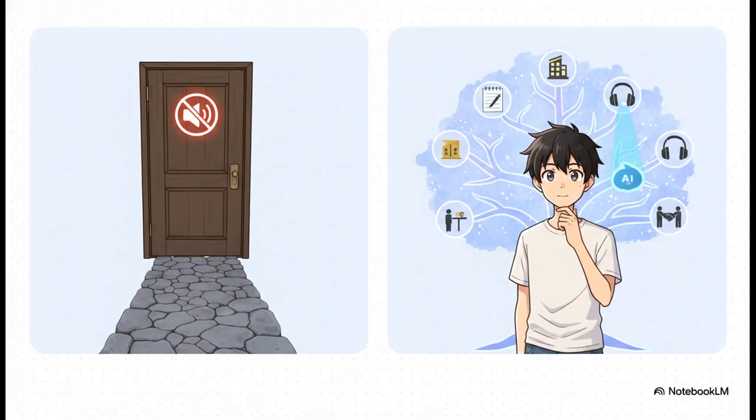And look, this isn't just for fun and games. Think about a real-world problem like a noisy neighbor. The standard answer is always just talk to them, but the verbalized sampling approach gives us a whole spectrum of strategies, leaving a note, contacting the landlord, even seeking mediation services. It turns the AI from a one-trick pony into a real brainstorming partner.